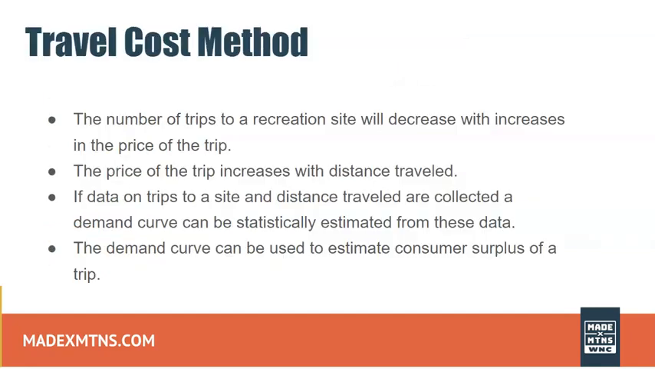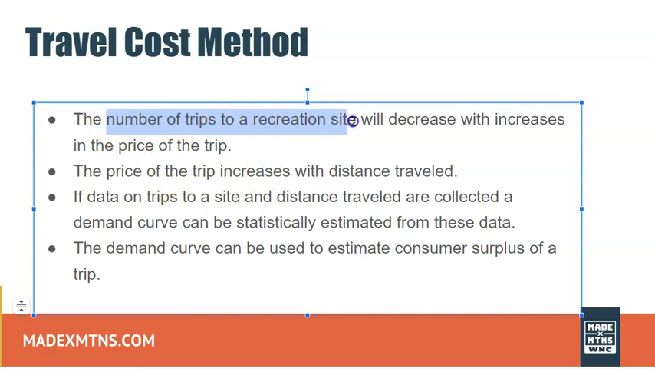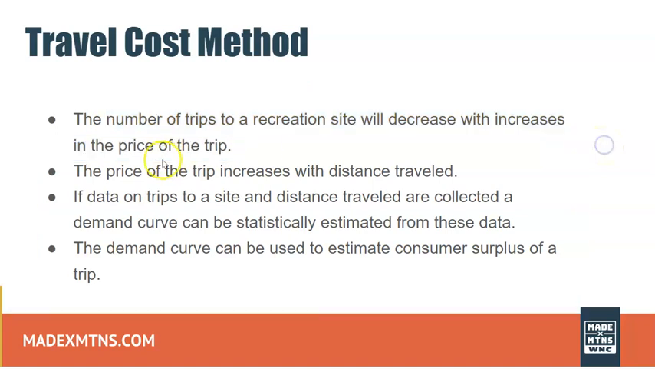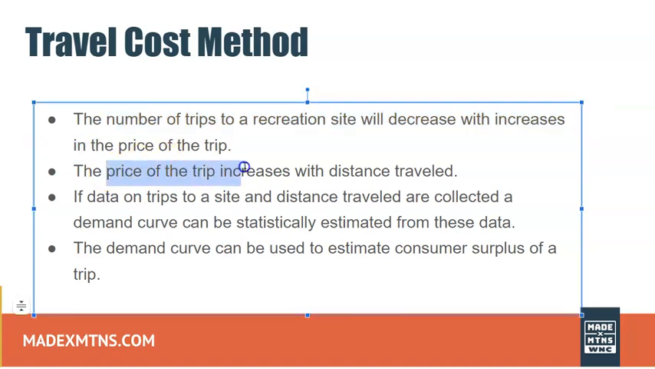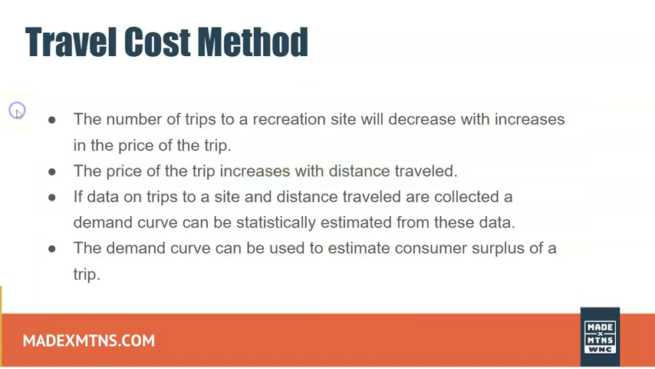So the travel cost method, this is based on the demand curve. And we're going to use the travel cost to get to a recreation site to proxy for, to measure, the price of a recreation trip. So the idea is that the number of trips to a recreation site will decrease with increases in the price of the trip. And the price of the trip increases with distance traveled because travel costs increase with distance traveled.